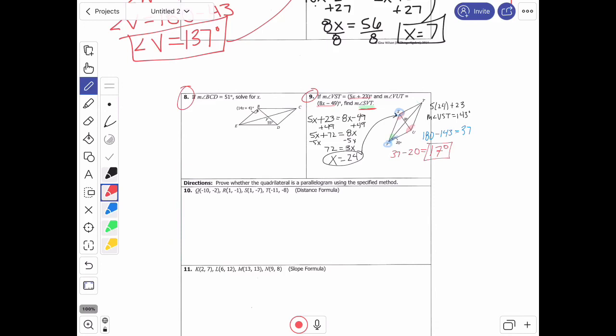So that app, I'll write it down over here, Scan Genius. And what it does is you take a picture using your phone, and then it turns it into a PDF, and then you can either email that to me, or you can just upload it straight to Canvas. So yeah, let me know if you have any questions, if you're having troubles going through all the problems.